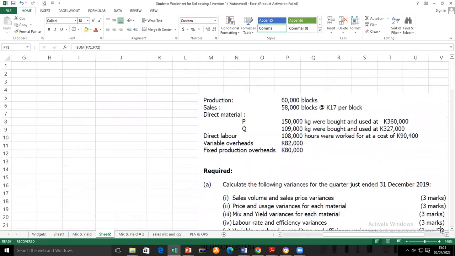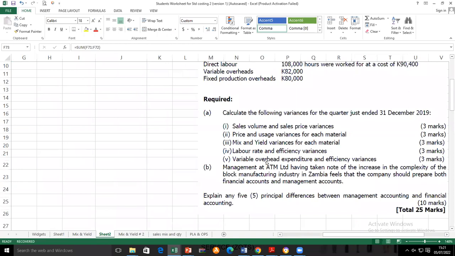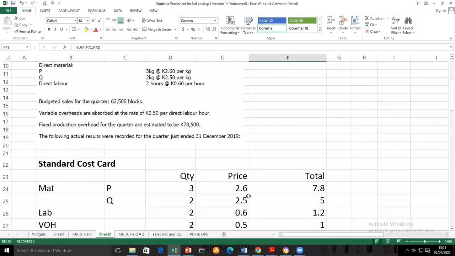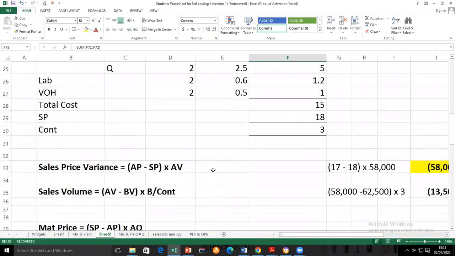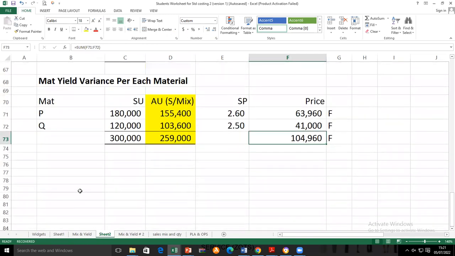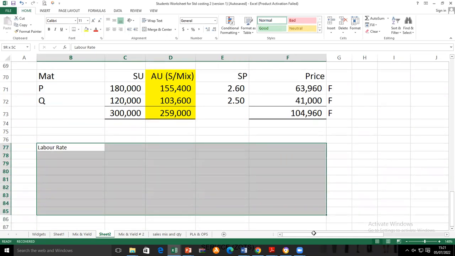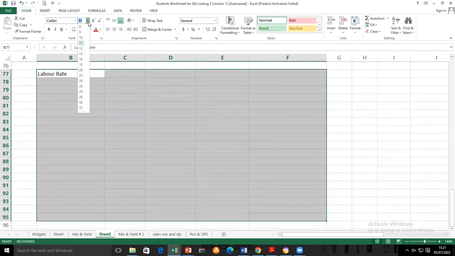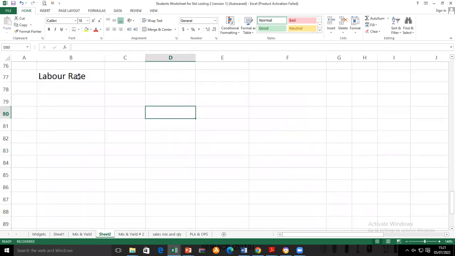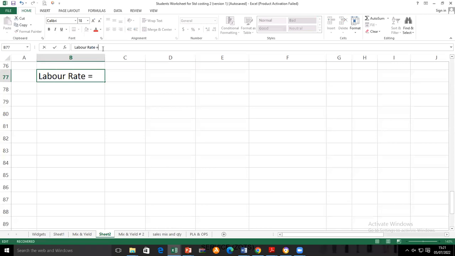What's the next variance? Labor rate and efficiency. Labor is here. Who remembers our labor rate variance? Can somebody please shout out the labor rate variance formula? Labor rate variance: standard rate minus actual rate, multiplied by actual paid.